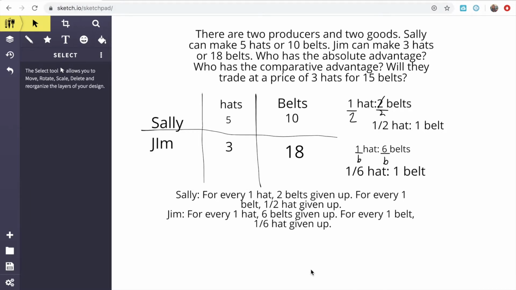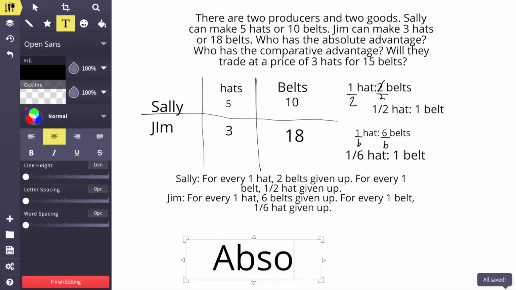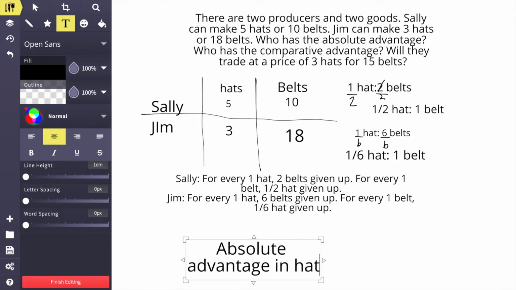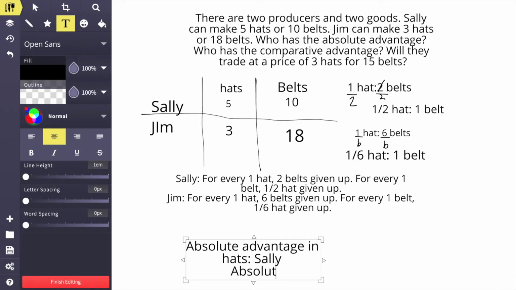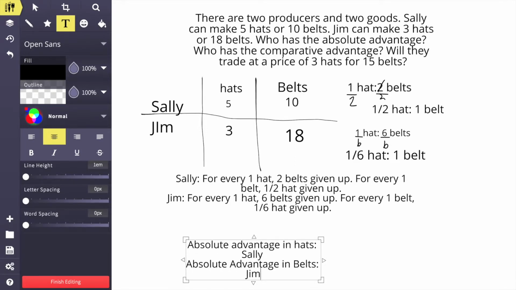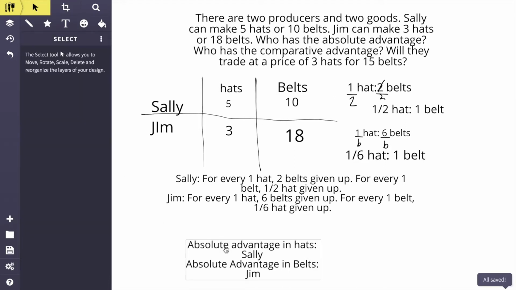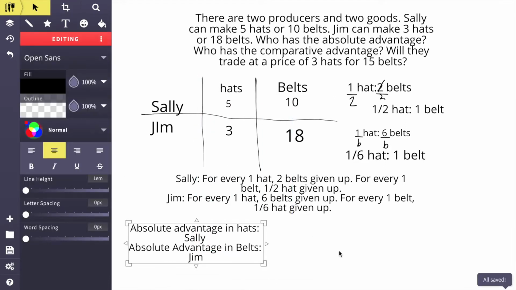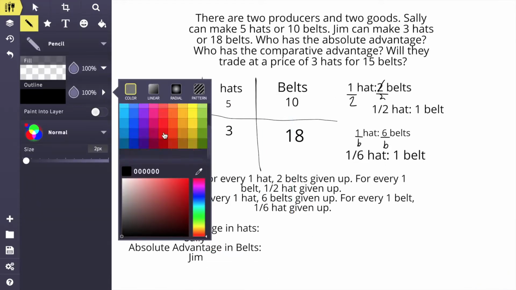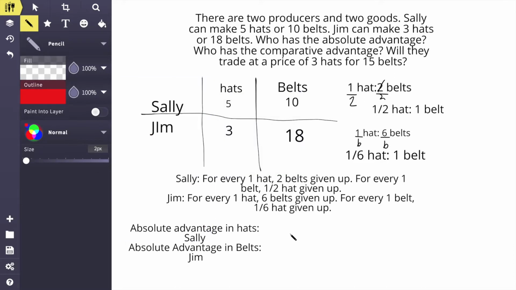Now looking at our chart, who has the absolute advantage in hats? Sally does, because she produces 5 hats while Jim can only produce 3. Who has the absolute advantage in belts? Jim does, because Jim can produce 18 while Sally can only produce 10. Going back to our definitions, in order to determine the comparative advantage, we need to look at our opportunity costs.